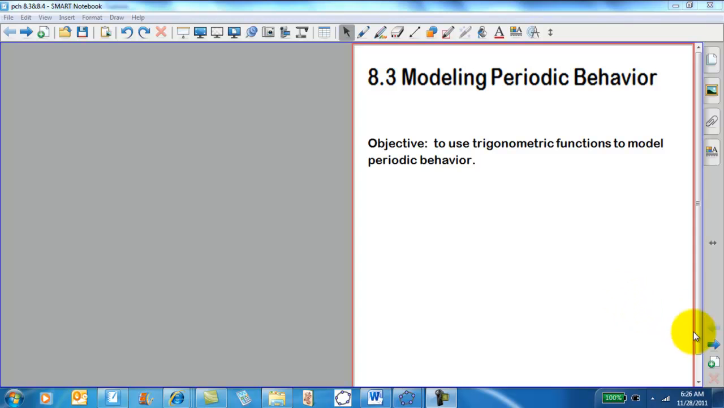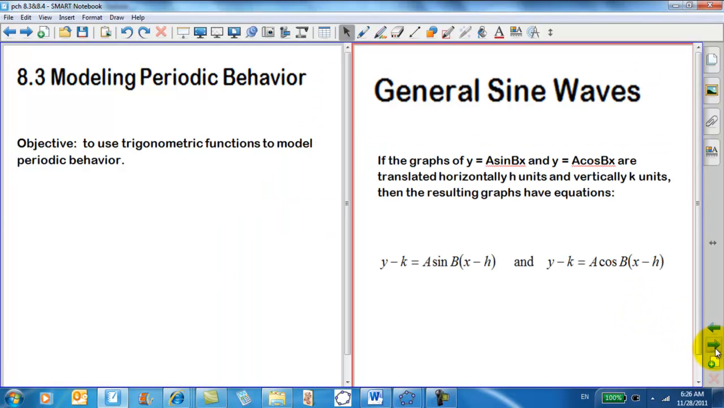So we're going to use trig functions to model periodic behavior, and that is, we're going to graph more complicated sine curves. We already looked at the effects of A and B on A sine Bx and A cosine Bx, but you can translate them horizontally by h and vertically by k. Remember, the x minus h is a horizontal shift of h to the right. Y minus k is a vertical shift of k up.